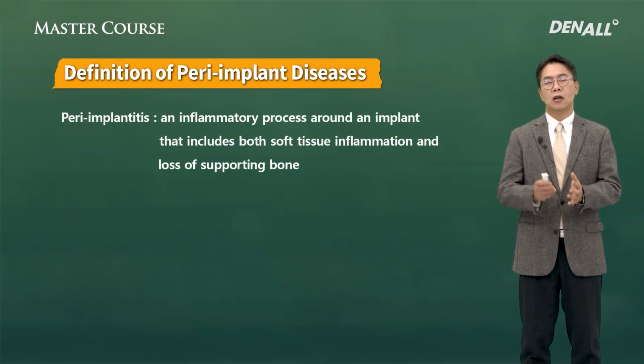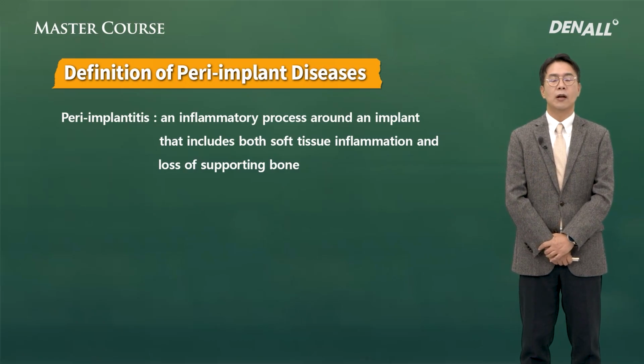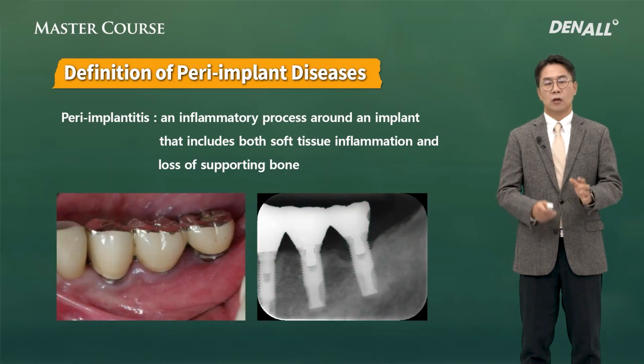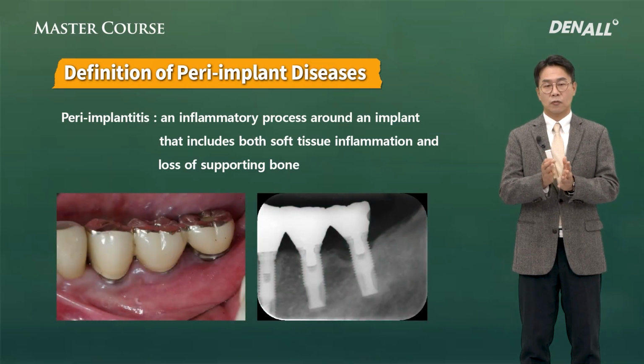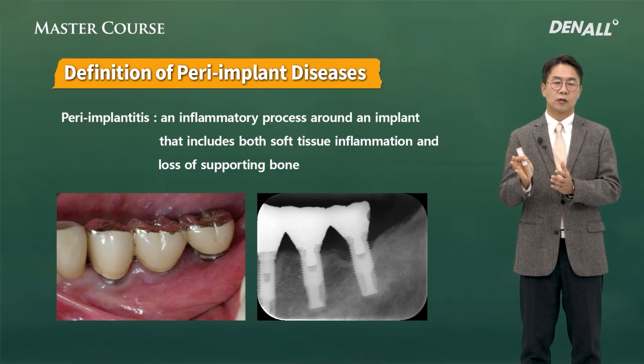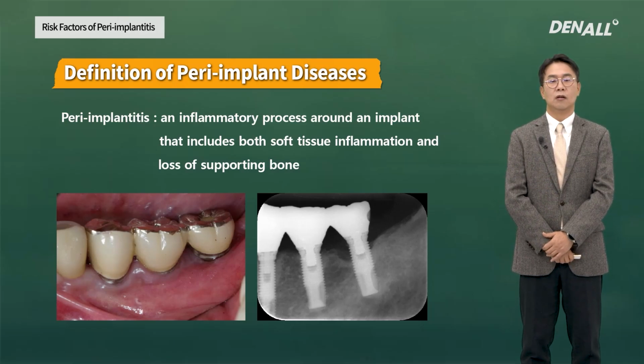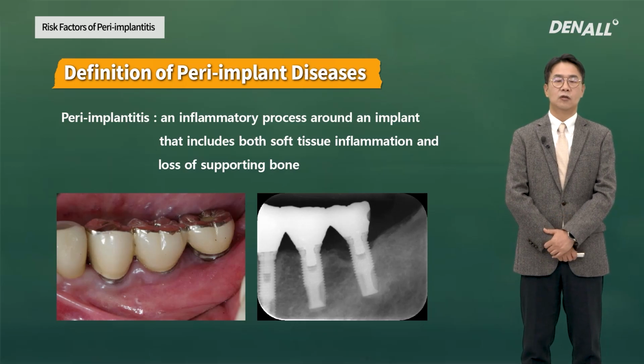Peri-implantitis is an inflammation process that can be accompanied with bone loss. If you look at the posterior implants, you can see inflammation, and behind it on the X-ray, bone is lost. So this is called peri-implantitis.